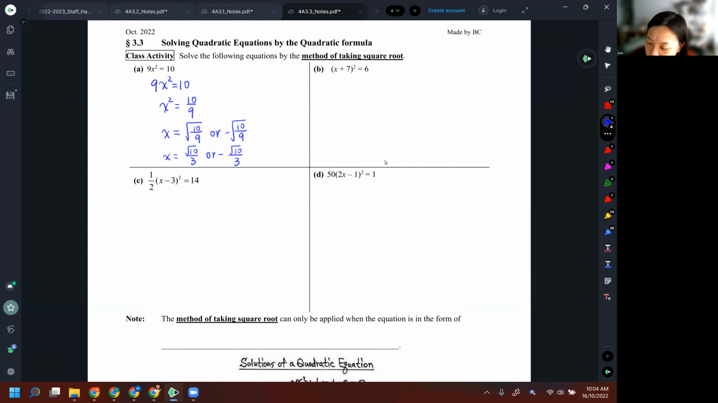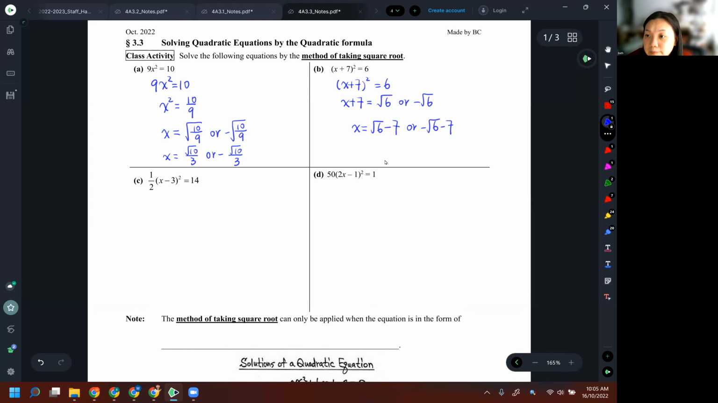Second one. You copy the equation. And this time it is a perfect square on the left, and on the right hand side, you have a number. You have a constant. And then you can take square roots. Okay. And then you can find 2 values for x. Now in this question, the 2 roots are irrational.